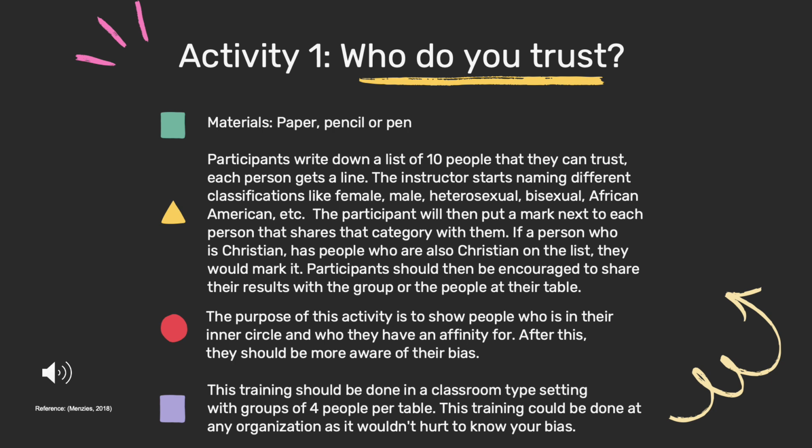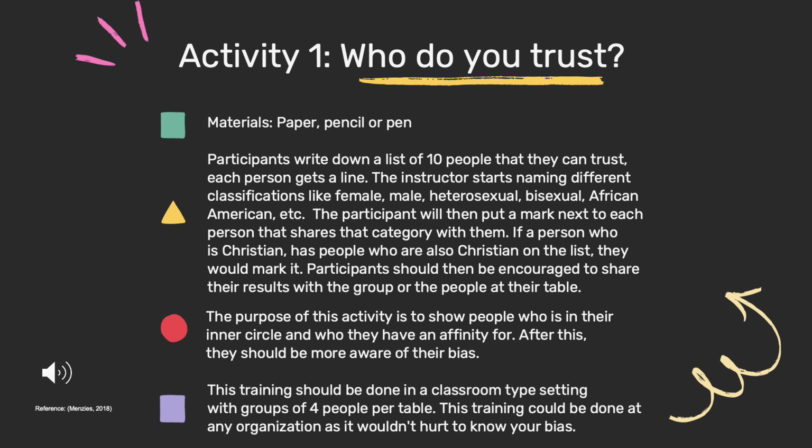The participants will then put a mark next to each person that shares that category with them. For example, if a person who is Christian has people on the list who are also Christian, they would mark it. Participants should then be encouraged to share the results with the group or the people at their table. The purpose of this activity is to show people who is in their inner circle.